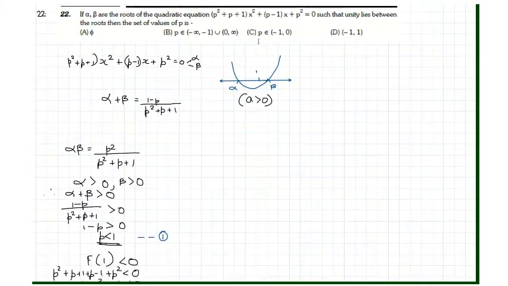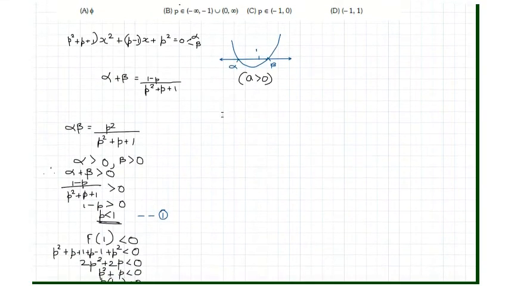The next question states that alpha and beta are the roots of the quadratic equation p square plus p plus 1 times x square plus p minus 1 times x plus p square equal to 0. Unity lies between both the roots, and we need to find the set of values for p. Now I have plotted a graph here, and in this graph we can notice that 1 is between alpha and beta. This means that the function of x where x equal to 1 lies below the x-axis, or it is negative. Thus we have f of 1 is less than 0.